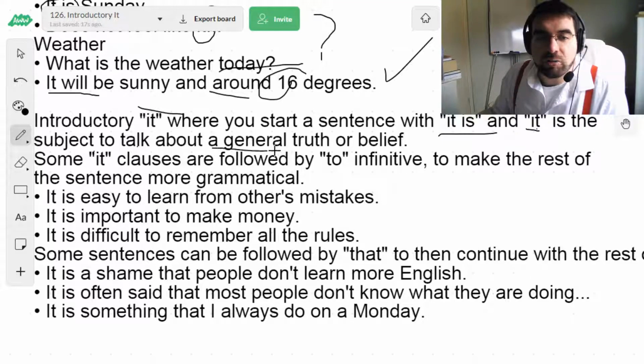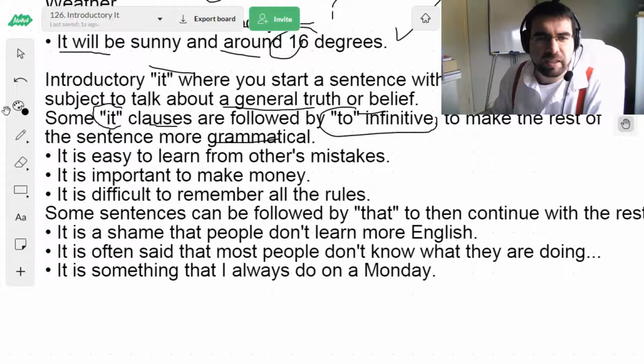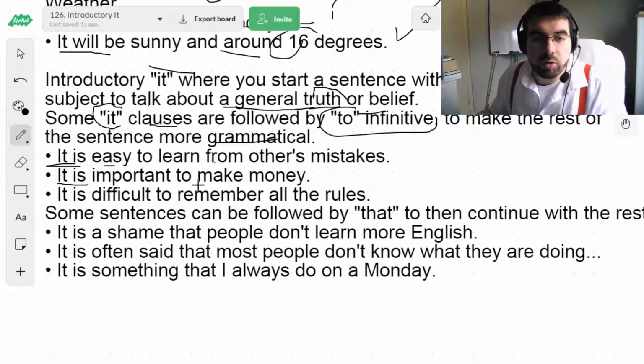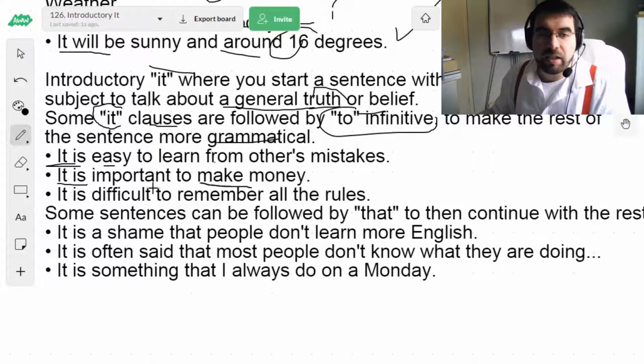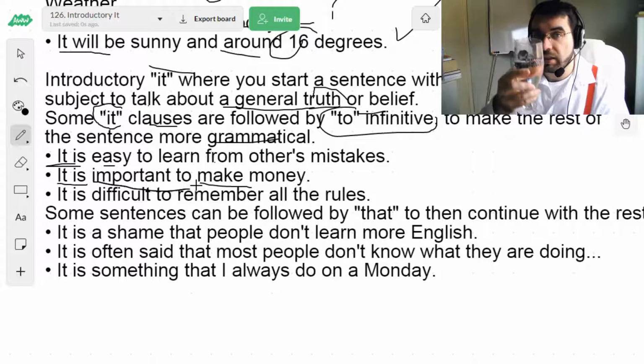We use it to talk about a general truth or belief, and some it clauses are followed by a to infinitive to make the sentence more grammatical. It makes more sense. It is easy to learn from others' mistakes. It is important. General truth or belief. A truth, it is important to make money. It is important to drink water.